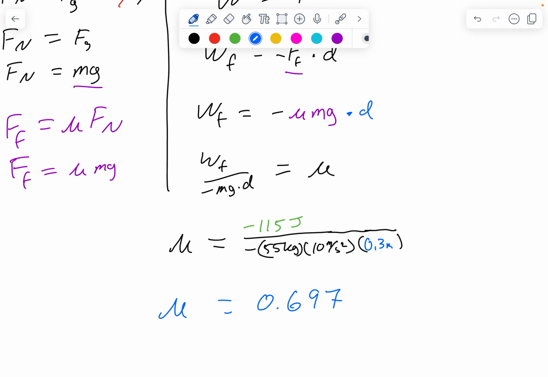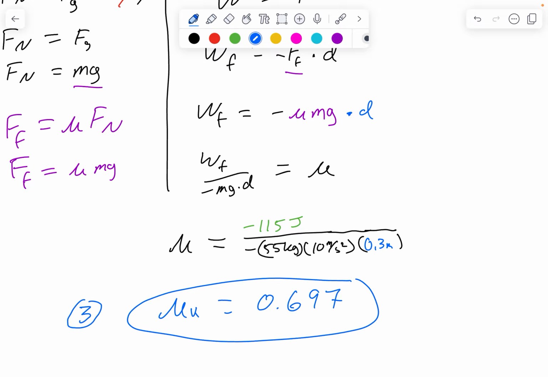0.697, and this is unitless. The units on the bottom, kilogram meter per second squared, that's force, so that'd be newtons times 0.3 meters, newton meter, which is a joule. So I have joules over joules, the units all cancel out, and the negatives cancel out. Technically speaking, this would be a coefficient of kinetic friction because the box is sliding, and that, ladies and gentlemen, is the answer to the problem.